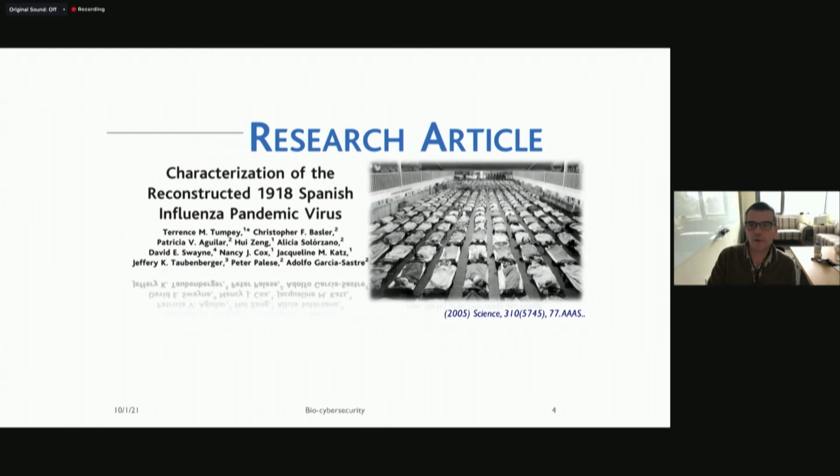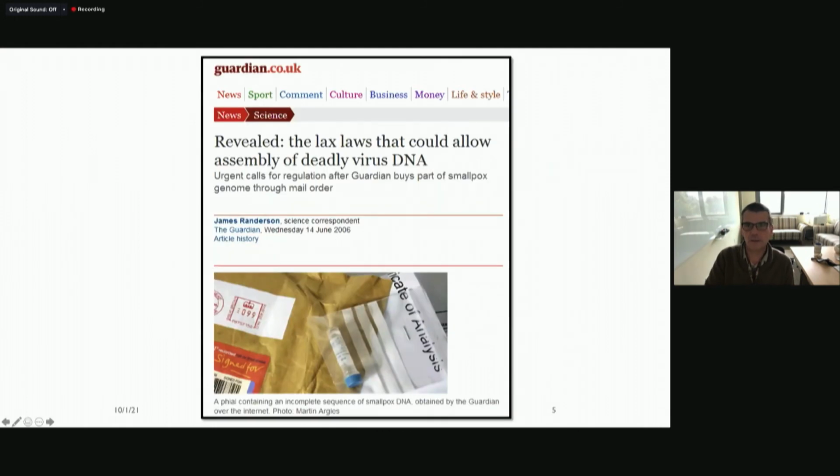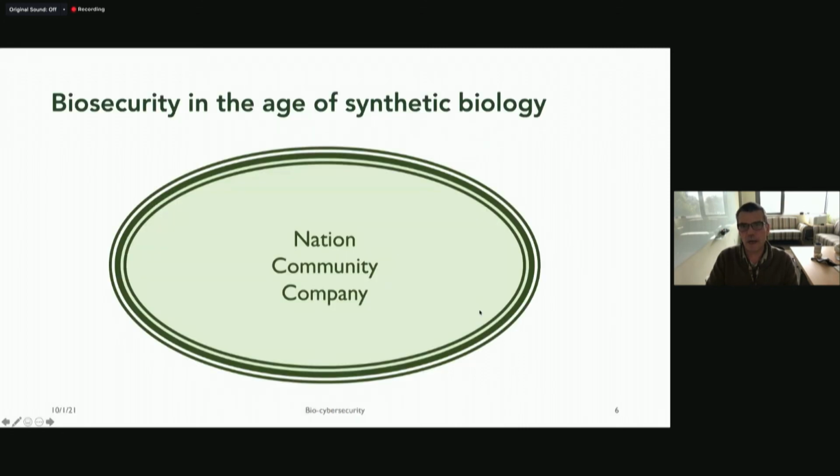So that was somewhat of a controversial project that represented a certain biological risk. And that got people's attention. Quickly after that, an English newspaper published a story explaining how easy it was to get DNA fragments containing a small part of the smallpox virus genome.